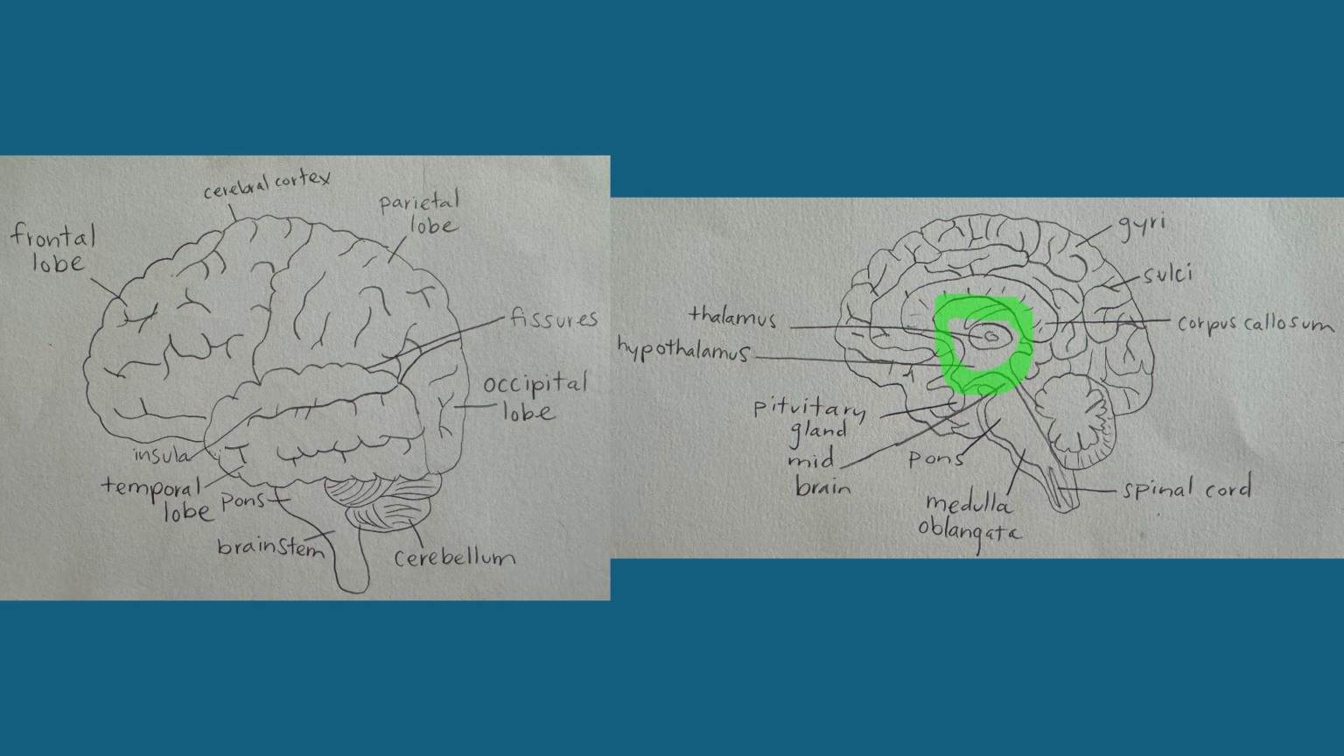Next, I'll go over the diencephalon, which contains the thalamus and hypothalamus. The thalamus is the brain's sensory control center and sends sensory information to the correct area of the cerebrum. Then the hypothalamus links nervous and endocrine systems and controls the pituitary gland. It also helps with thermoregulation, thirst and hunger, and sleep cycles.